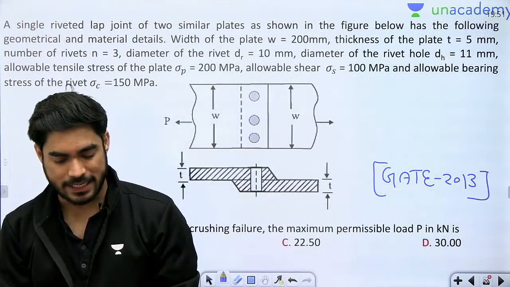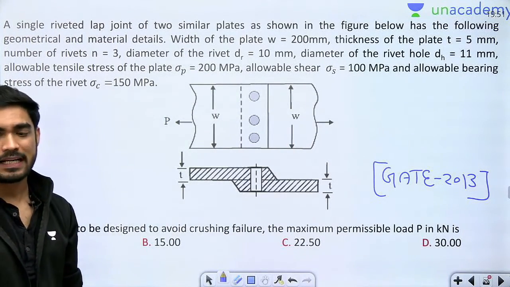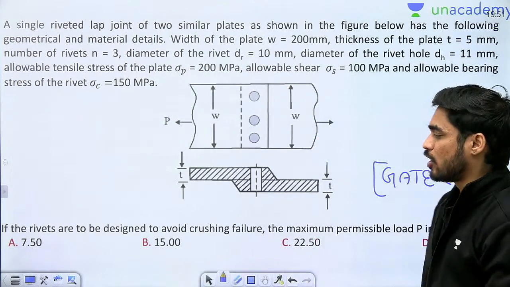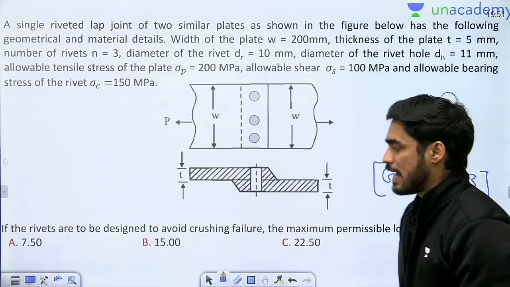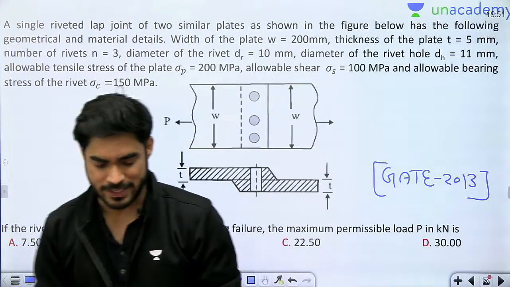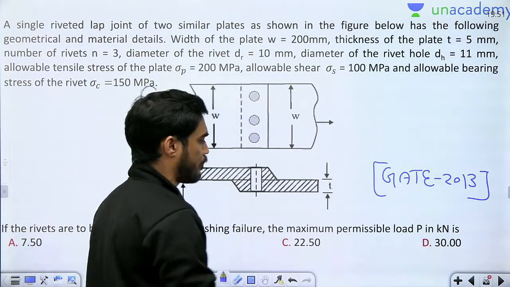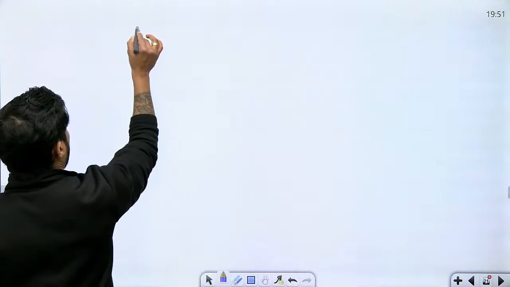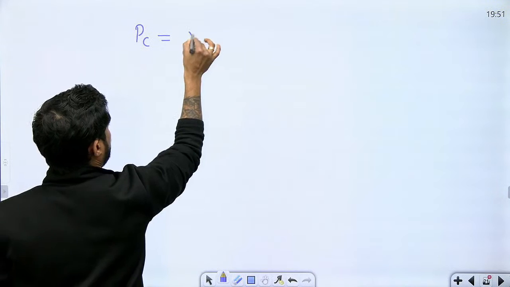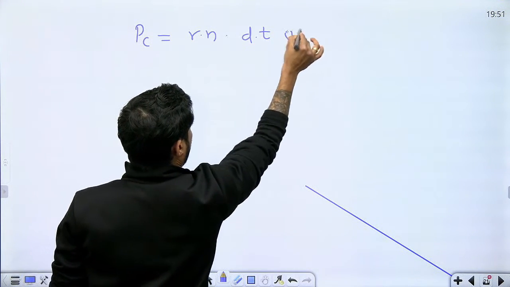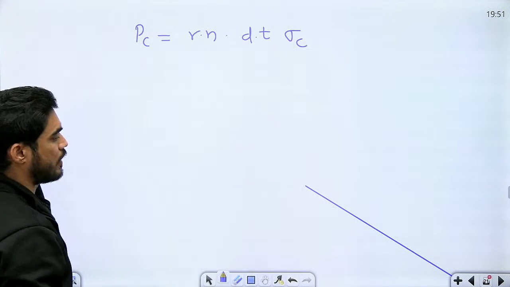So beta, if I calculate the load from crushing of rivets, then what will be the load? What will be the crushing strength of rivet? Calculate the crushing strength, apply the formula of Pc. What was the equation of Pc? Equation of Pc was n into d into t into sigma c.